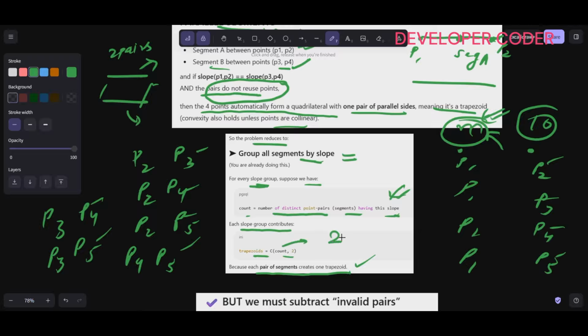So how many are they going to contribute? They are just going to contribute one, right? Each pair of segments creates one trapezoid. Each pair means two, and creates one trapezoid.